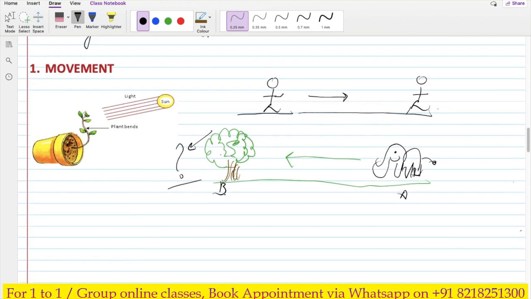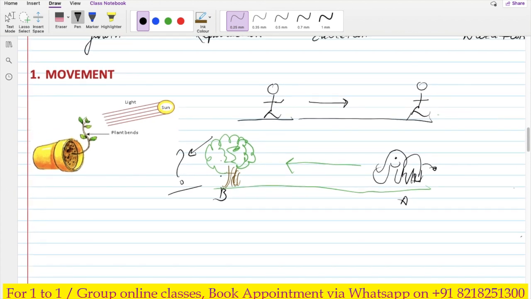Okay, the actual answer is that even the trees are showing movement, but certain movements are very slow and they are not visible to our naked eyes.